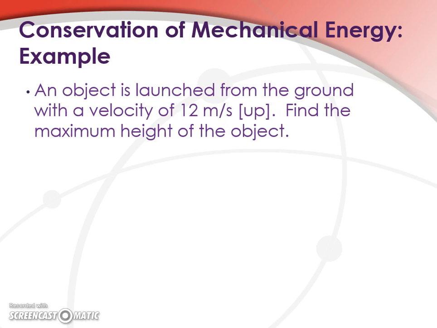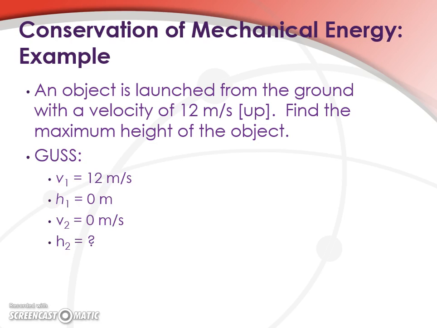So let's take another example. We launch an object from the ground with a velocity of 12 meters per second up, and we want to find the maximum height of the object. Now remember, at maximum height, the velocity equals 0. And that's all we need in order to solve this problem, is to know that at maximum height, the object stops going up. So we have a v1 of 12 meters per second, the initial height of 0 meters, and a final velocity of 0 meters per second. From that, we need to find the maximum height, or h2.